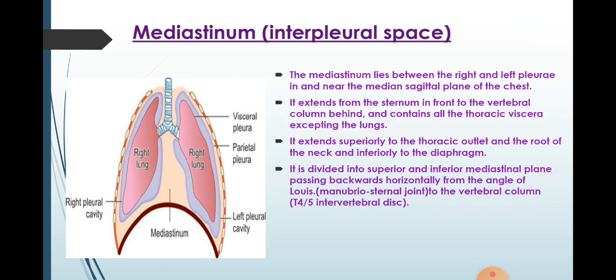Mediastinum. The mediastinum lies between the right and left pleura in and near the middle sagittal plane of the chest. It extends from the sternum in front to the vertebral column behind and contains all the thoracic viscera excepting the lungs. It extends superiorly to the thoracic outlet and the root of the neck and inferiorly to the diaphragm. It is divided into superior and inferior mediastinum by a plane passing backwards horizontally from the angle of Louis to the vertebral column.